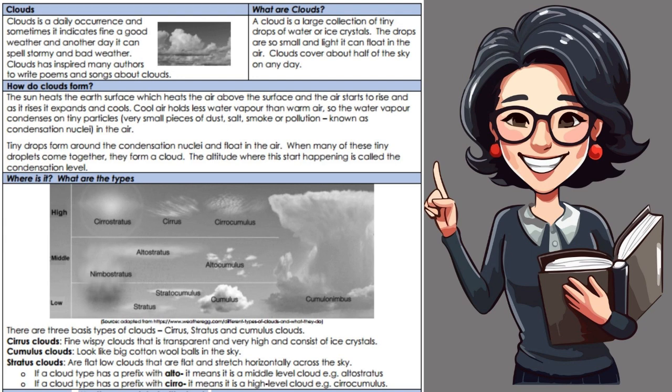Where is it? What are the types? There are three basic types of clouds: cirrus, stratus and cumulus clouds. Cirrus clouds are fine wispy clouds that are transparent and very high and consist of ice crystals. Cumulus clouds look like big cotton wool balls in the sky. Stratus clouds are low clouds that are flat and stretch horizontally across the sky. If a cloud type has the prefix alto, it means it is a middle-level cloud, e.g. altostratus. If a cloud type has the prefix cirro, it means it is a high-level cloud, e.g. cirrocumulus.